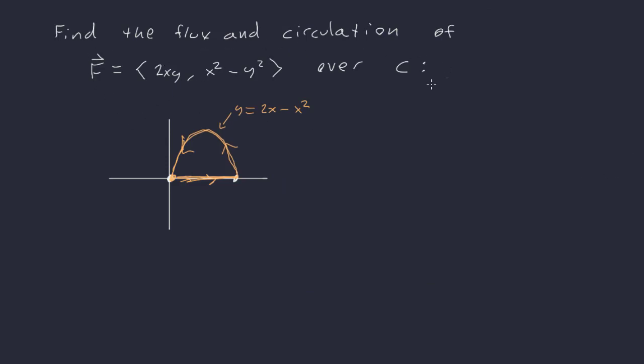Let's find the flux and circulation of this vector field, F equals 2xy, comma x squared minus y squared, over the path C, which is given by this counterclockwise oriented curve here. So it's flat here, so that's y equals 0. It goes, say, from here to here, and then makes this parabola shape.